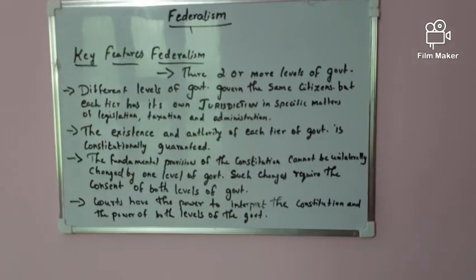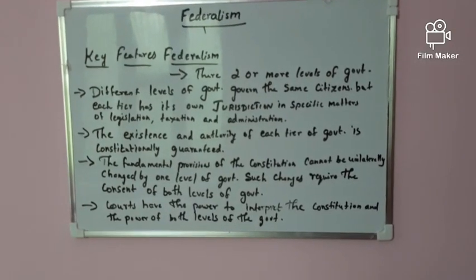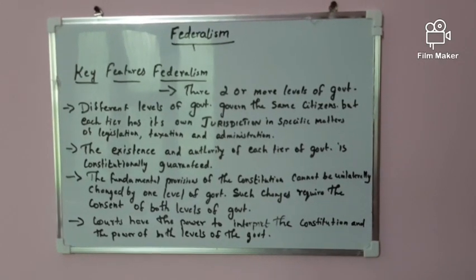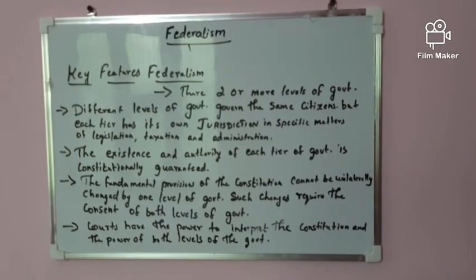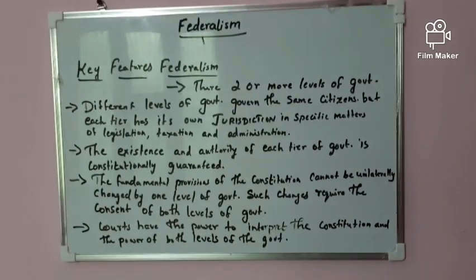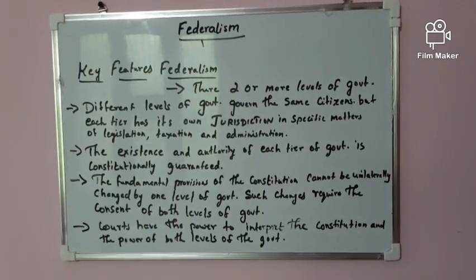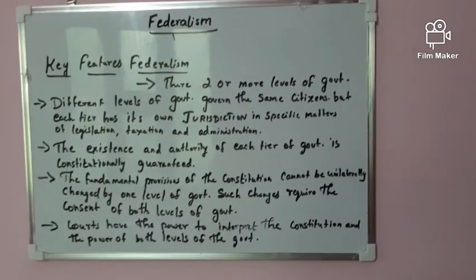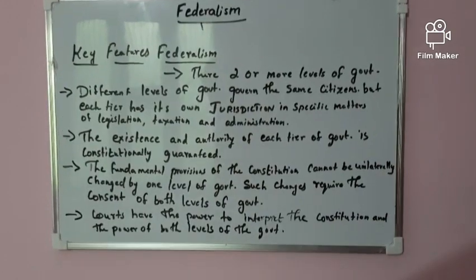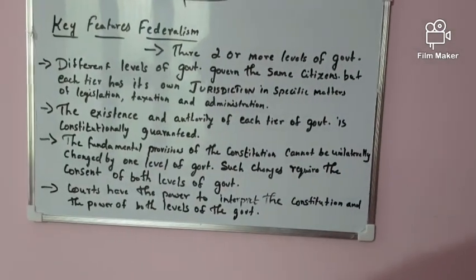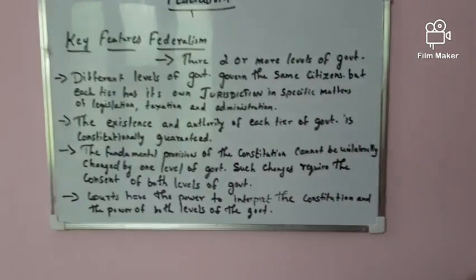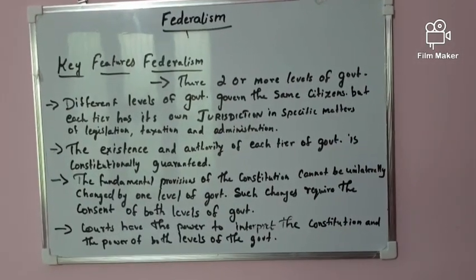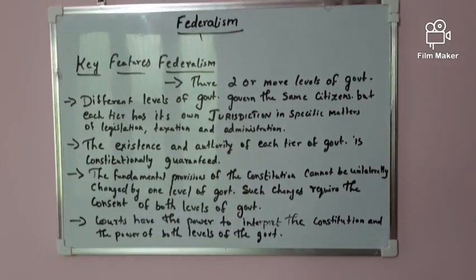So the first point is that there are 2 or more levels of government, which we learned at the beginning of this chapter itself. The next one is different tiers of government. Don't think tiers is a different word. Tiers is nothing but a level. Different tiers of government govern the same citizen, but each tier has its own jurisdiction. So here what we are learning is that the same citizen is governed by both governments, that is, the state government and the central government.